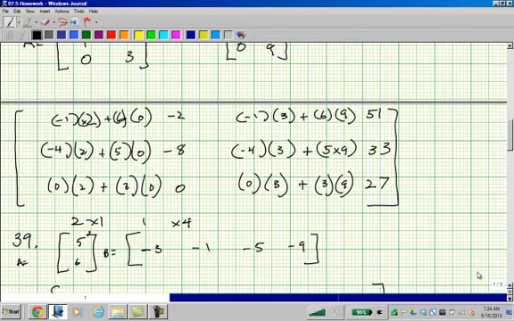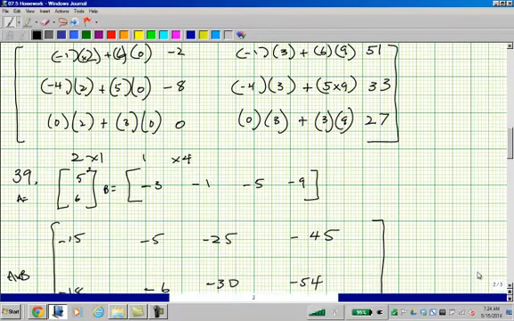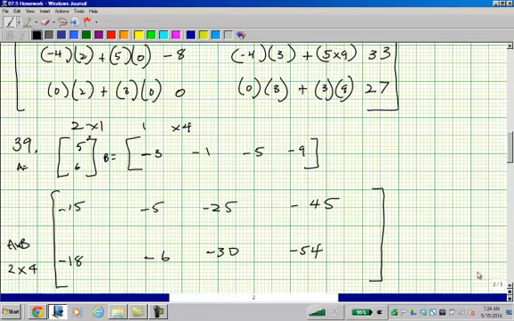Now, 39. Is multiplication possible? Well, we have a 2 by 1. We have 1 column on the left, 1 row on the right. Therefore, matrix multiplication is possible. It's a 2 by 1 on the left and a 1 by 4 on the right. Therefore, the product matrix is going to be 2 by 4.